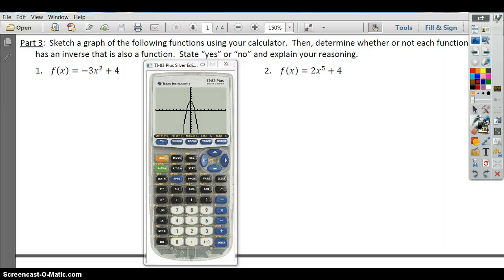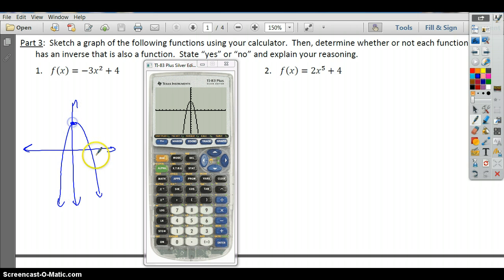Okay. With part 3, we're supposed to sketch a graph using the calculator. You can see I already have that punched out. So when you put this down on your paper, you can make it pretty rough. This high point would be at (0, 4). That's your max, because it's right on the y-axis. And then it's opening down.